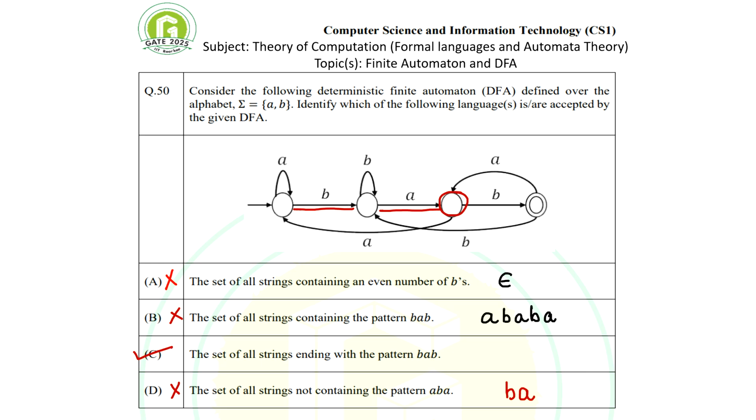If you're still doubtful, then you try to construct the DFA which accepts this language and you will notice that it is exactly this DFA. Hence the language accepted by this DFA is (A plus B) whole star BAB, precisely option C.